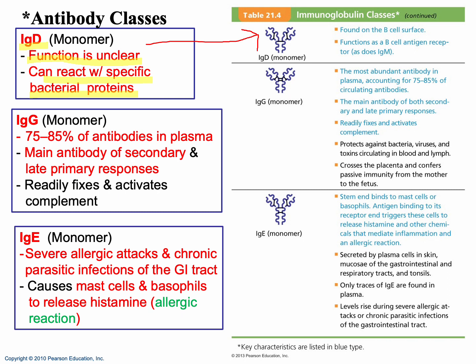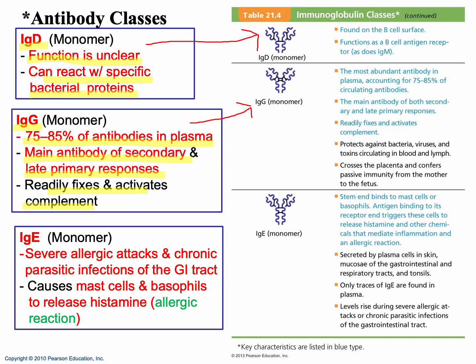The next antibody class we see here is IgG. So this would be 75 to 85% of antibodies in plasma. This is considered to be the main antibody of secondary and late primary responses. And it can also readily fix and activate complement as well. So again, in this picture, we can see that antibody class right there.